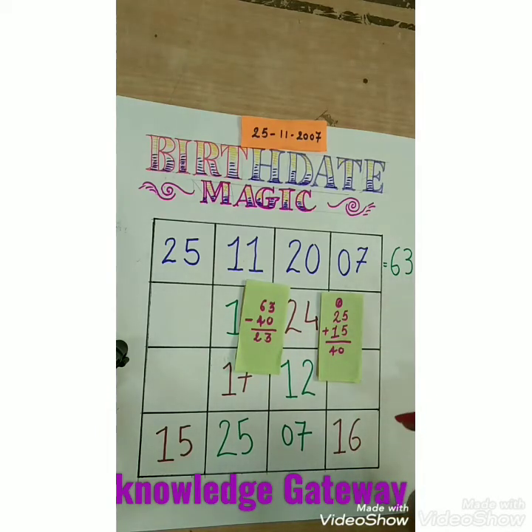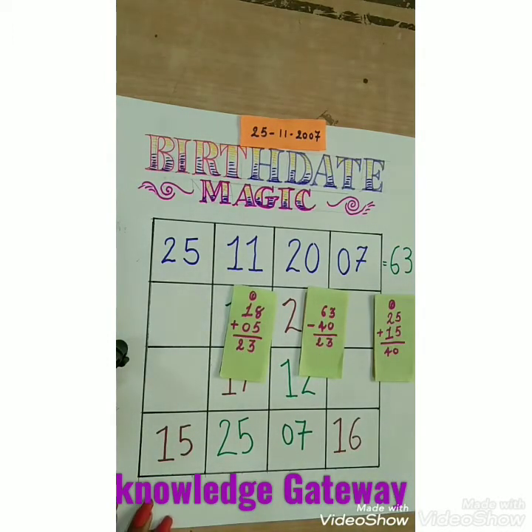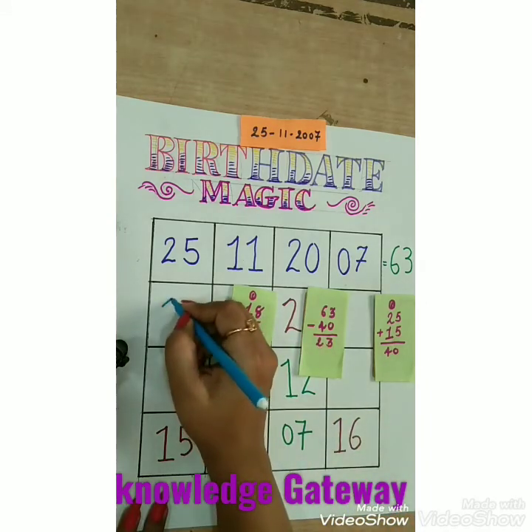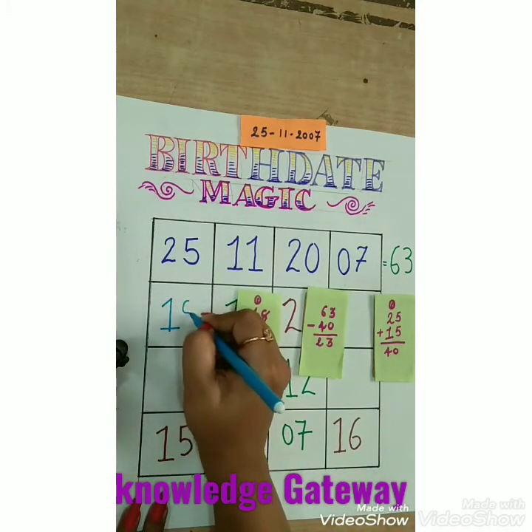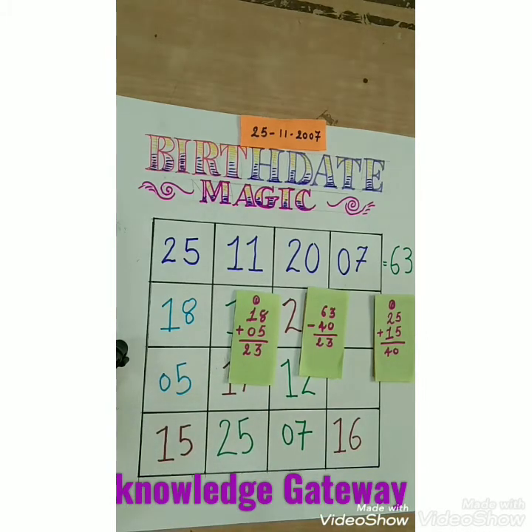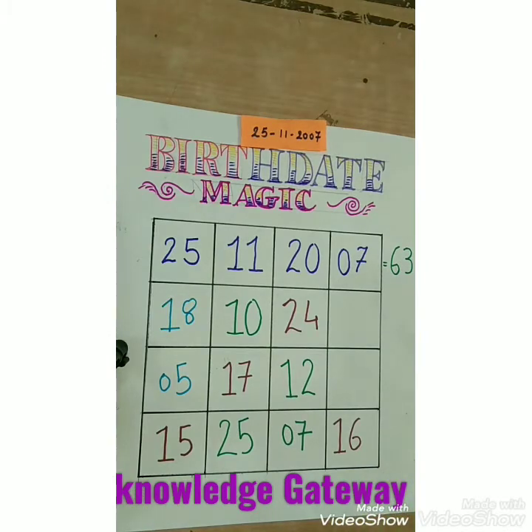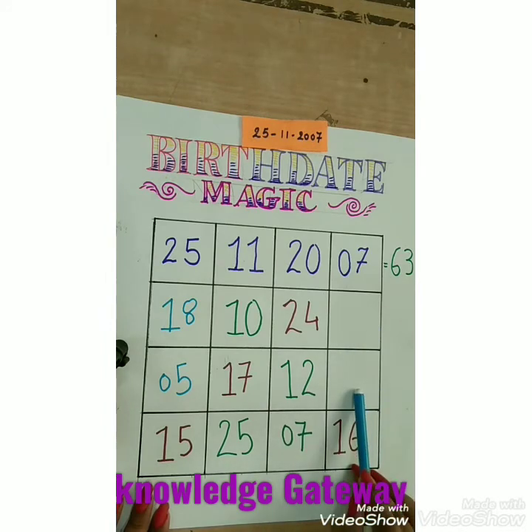Now I have to use any 2 numbers whose addition is 23. Suppose I will take 18 plus 5. That addition will be 23. You can see here. So I will write 18 plus 5 here. Same like we will do for the last column. Now you can see here only this block and this block remain.